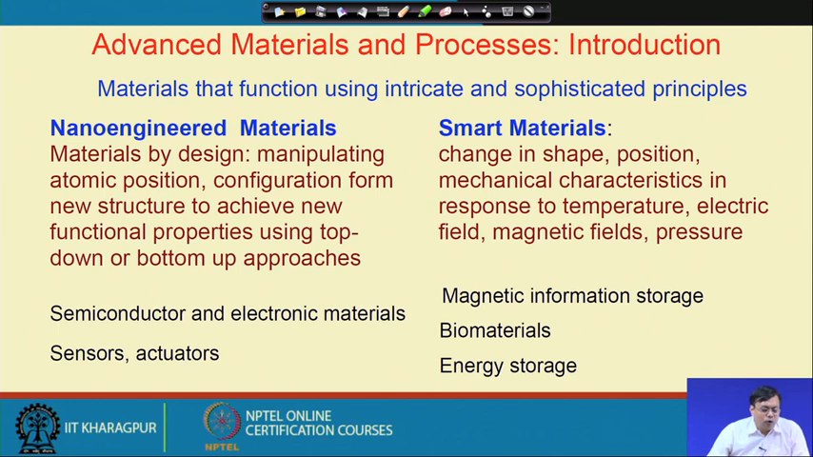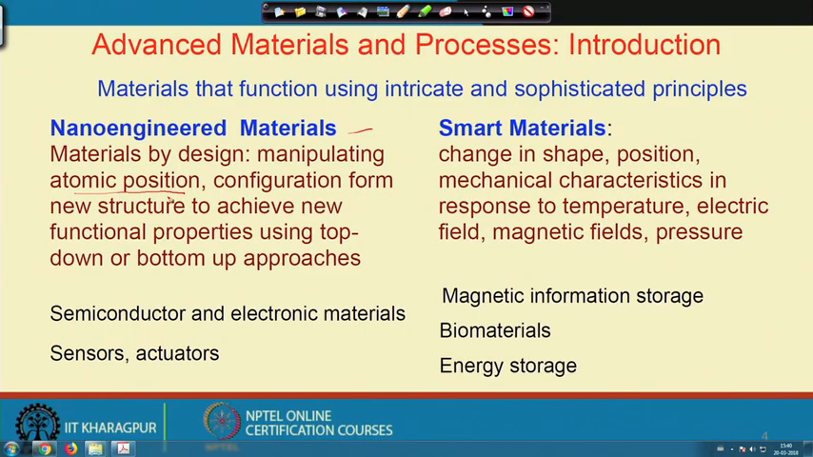As an example, I can talk about nano engineered materials. These nano engineered materials are materials we often develop by design. What does it mean? It means manipulating the atomic positions and configuration of the atoms. A configuration means an atom with many atoms surrounding it. So, this particular configuration, whether it is FCC packing, HCP packing, BCC packing or any other kind of packing, we can develop newer structures in order to achieve new functional properties using either top down approaches or bottom up approaches.